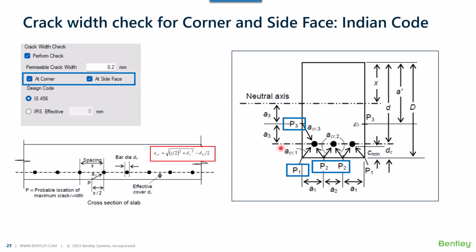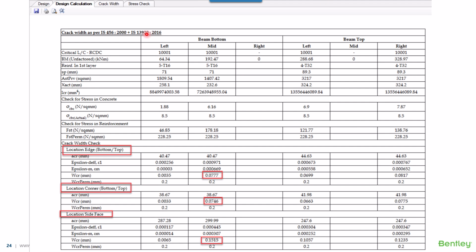So in this way, whatever we select for performing the crack width check, the crack width check gets performed. And if we go ahead to look into the report, the crack width check gets performed for the bottom or top by default. Then for the corner, as we have selected the corner location also for which we want to perform the crack width, and also the crack width check is performed separately for the side face. So in this way, there is an option for the IS code to perform the crack width check for all these three locations, that is the bottom, the side face and the corner of the beam.